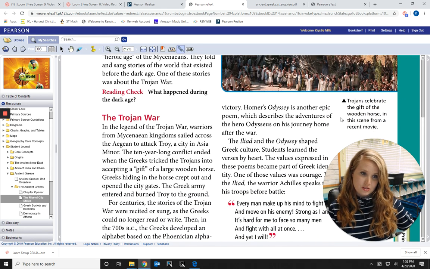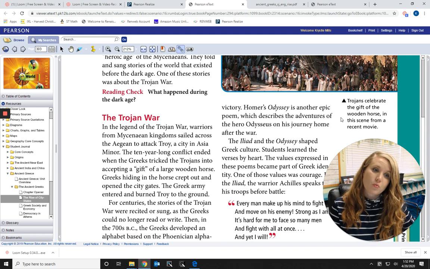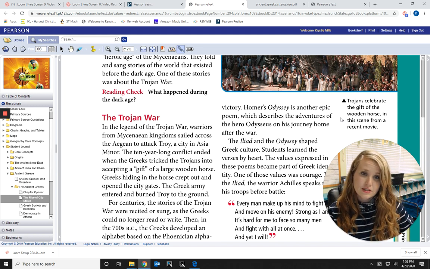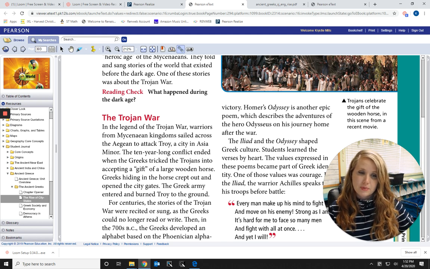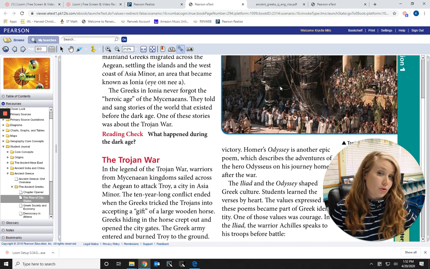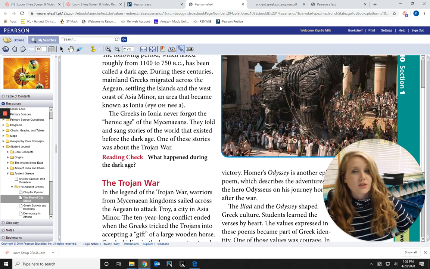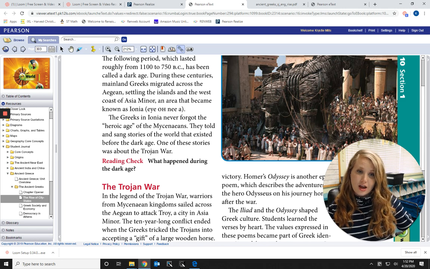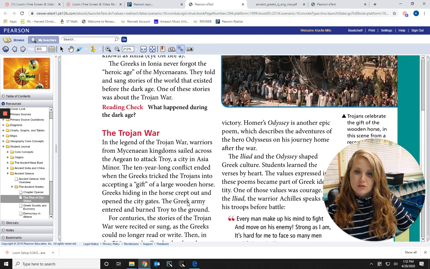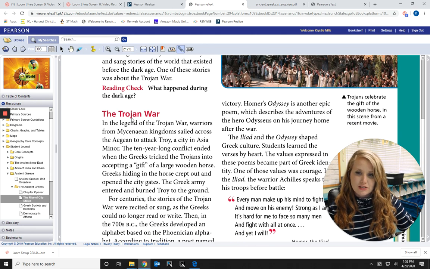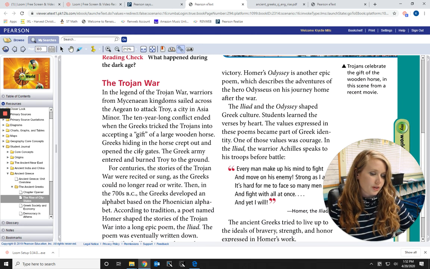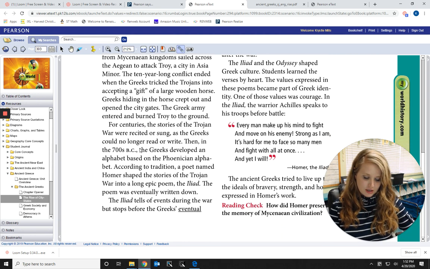And the caption here says that the Trojans celebrate the gift of the wooden horse in this scene from a recent movie. So this is a movie remaking a scene from this period of time in ancient Greece history, and it's referred to often as the Trojan horse. So some of you might be familiar with that story, some of you might not. If you're not, definitely that picture I think is going to pique your interest, and you're going to want to learn more. So that must be connected then with the Trojan War. That must be a clue for us there, that's the heading of that section.